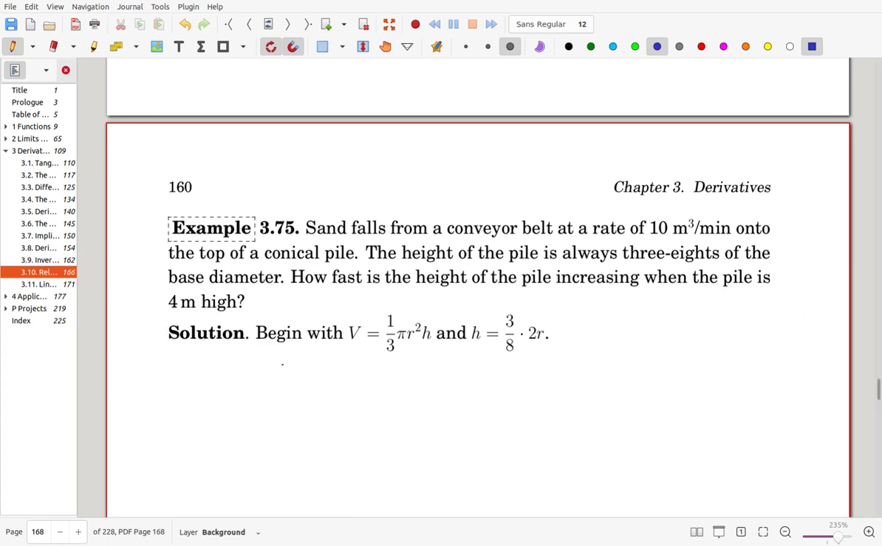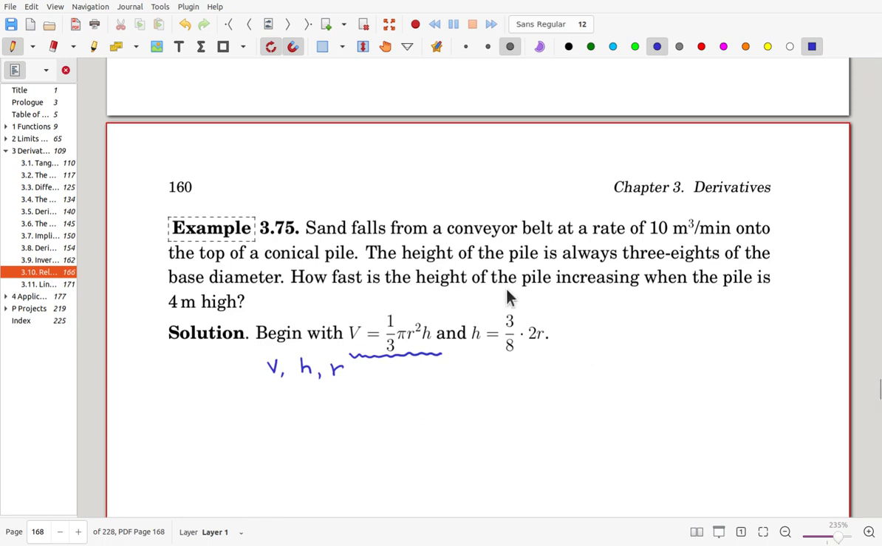For this problem, first start with the volume rate. So the volume, height, and radius are variables. And we know that this is a cone, so the volume is related with this equation: 1/3 pi r squared times h.